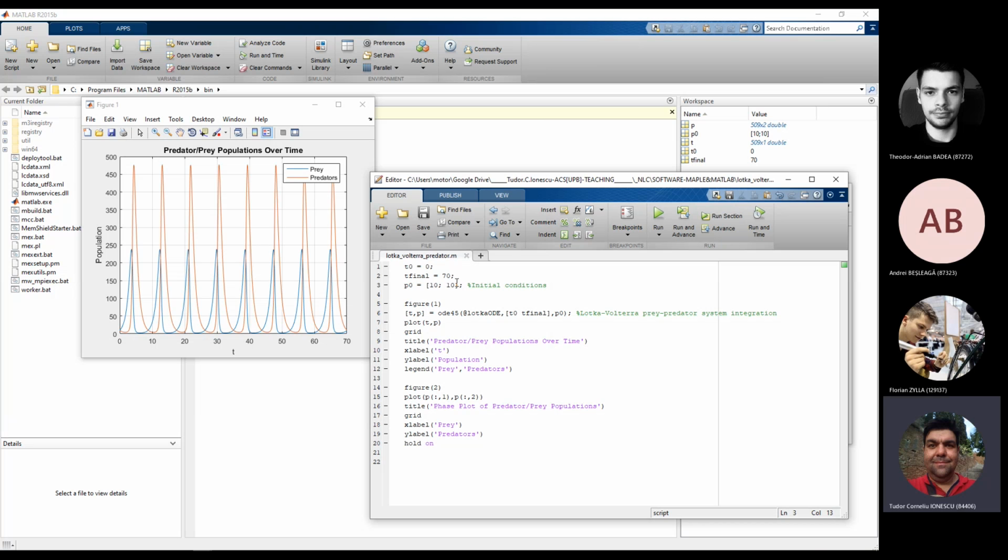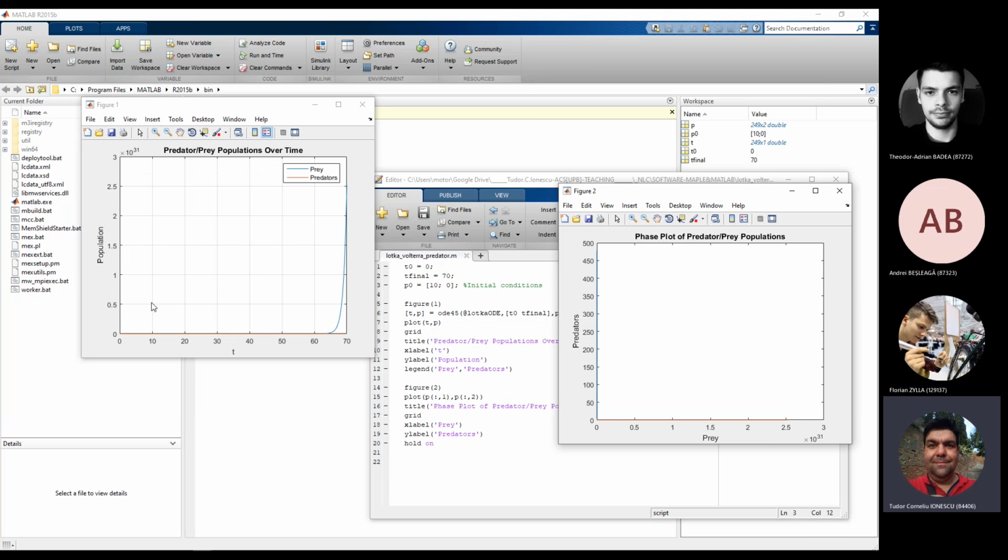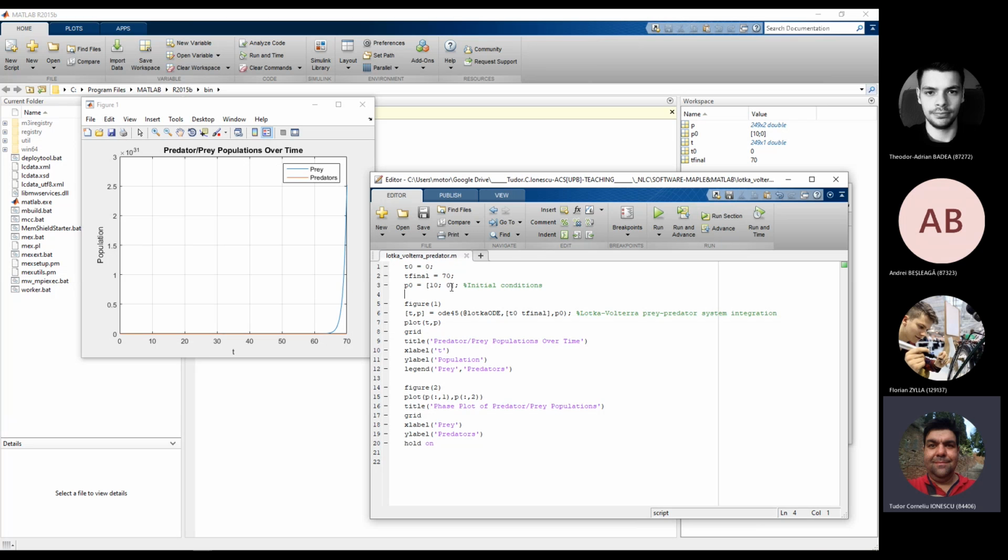Let's see what happens if one of them is 0. Look, if there is no prey, the evolution is unstable, because it's only predator and no prey. So nothing. It's not a good trajectory. It's not what you like.